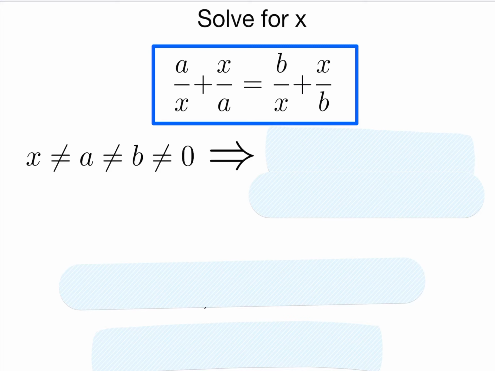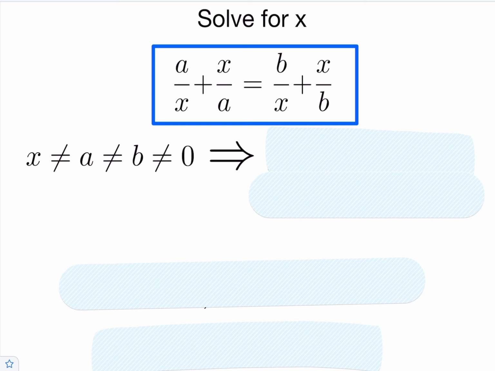All right, so in today's lesson, we're going to be looking at solving for the x. We want to solve for the following equation here. We know that a over x plus x over a is equal to b over x plus x over b, and we want to find the values of x that satisfy this equation. There are some conditions that are given on this.